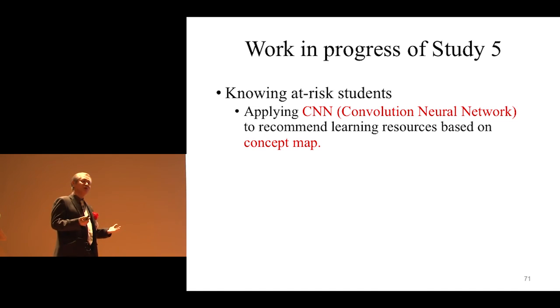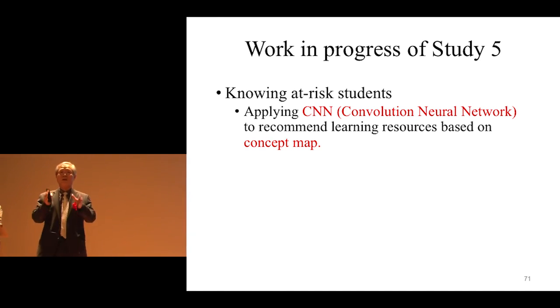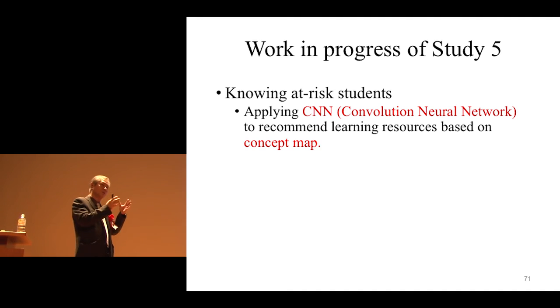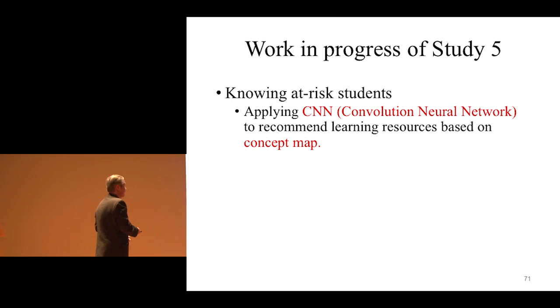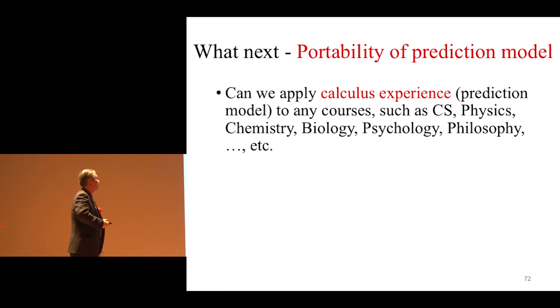Once we know which students will probably fail or get low scores, what can we do? We should provide recommendations, right? So this is what we are going to do. We apply CNN, convolutional neural network, for classification, especially for small samples. You have to use this neural network and then follow with a recommendation based on a concept map.